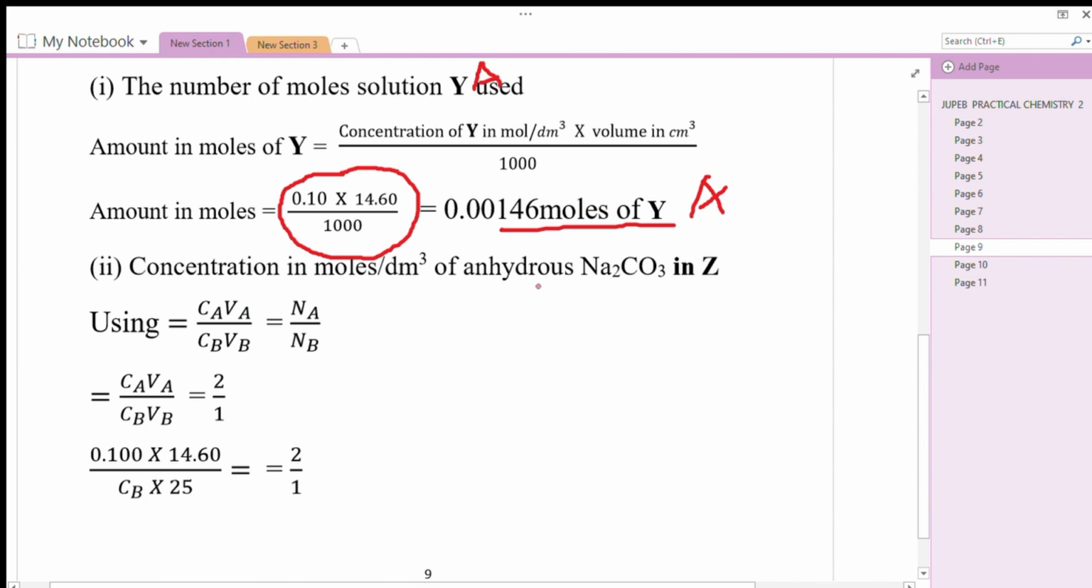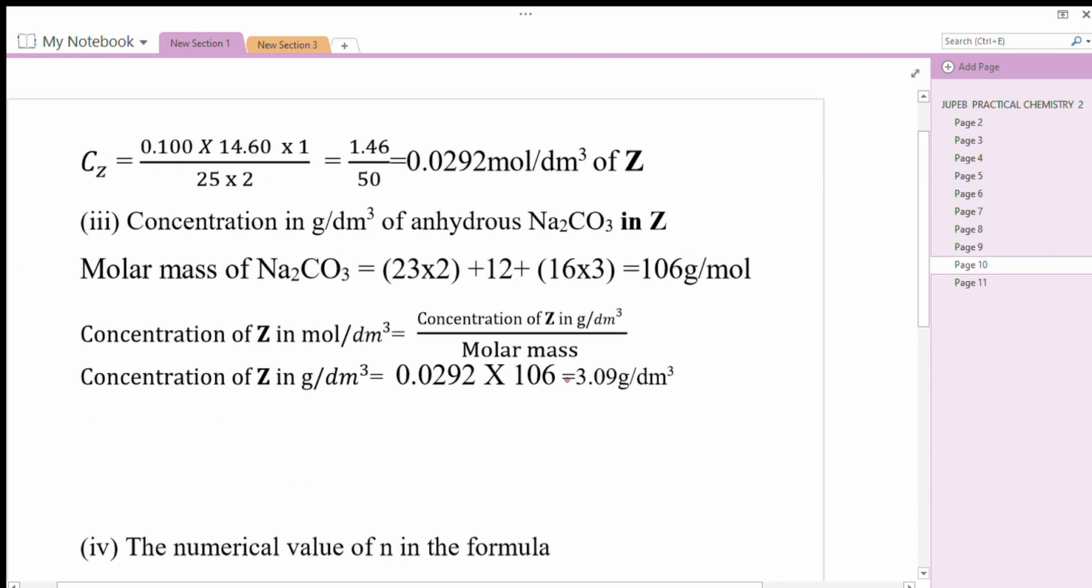Next is to calculate the concentration of anhydrous Na2CO3 in Z. Remember, our Z is B. We are going to use CAVA over CBVB equals NA over NB. Let's substitute the value of the acid, the VA. We are looking for CB. So when you calculate that, you have 0.1 multiplied by 14.6 times 1 divided by 25, then you have this of B. Remember, it's B we are calculating. B is our Z.